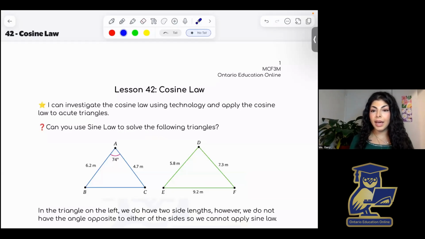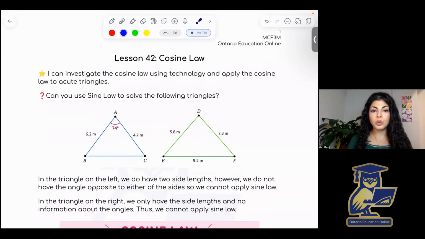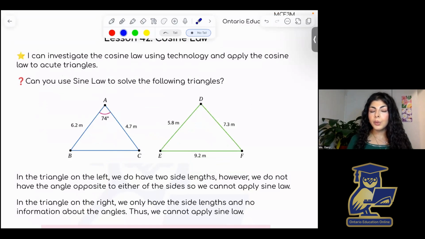Today we are looking at our second trigonometric law, which is the cosine law. So again, we will be exploring what the cosine law is and also using it to solve some acute triangles. First, I want you to consider these two triangles, and are you able to use the sine law in either of these triangles to solve for the unknown sides and angles?